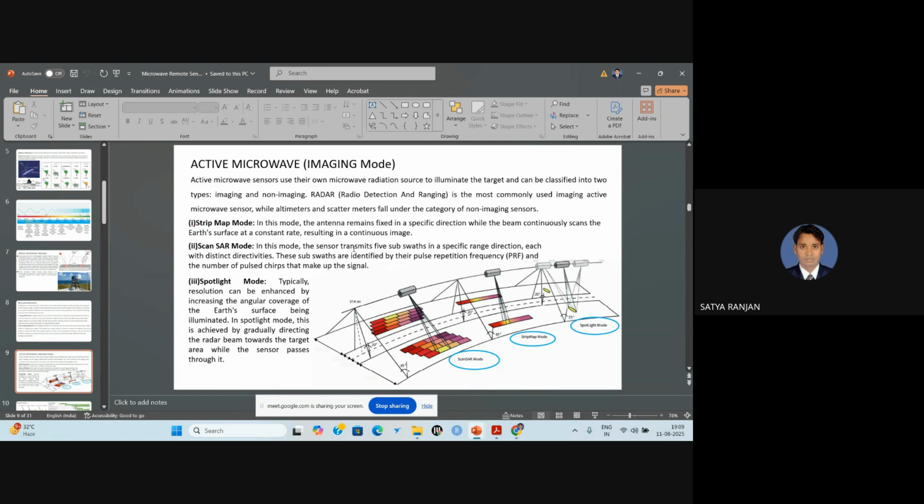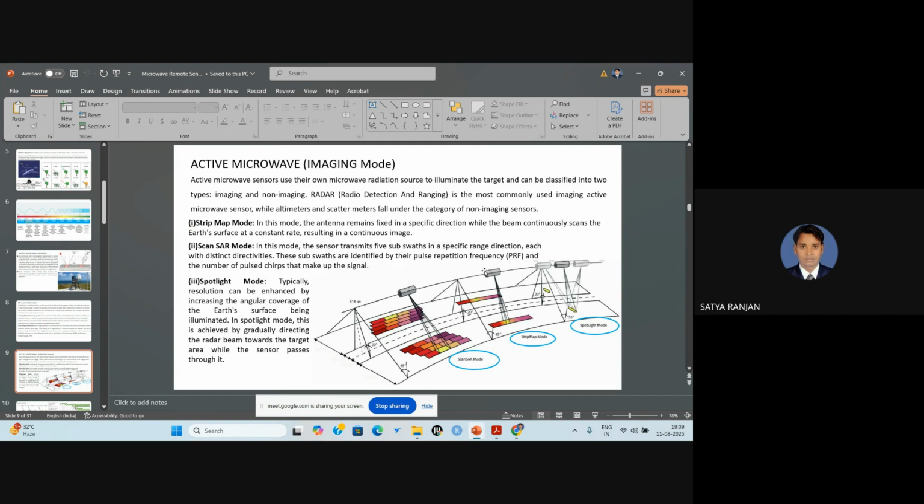So radar, that is radio detecting and imaging, is one example which creates some image based on electromagnetic radiations and radar waves. There are three types of sensors: strip map mode, scan SAR mode, and spotlight mode imaging. So generally there is a scan SAR mode, a strip mode, and a spotlight mode.